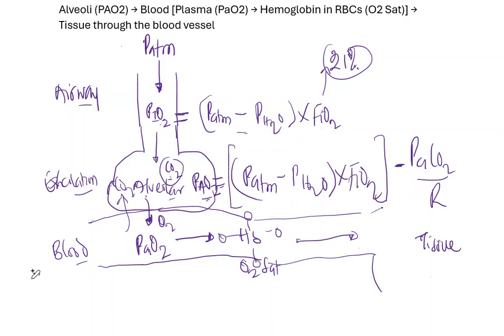And here, somewhere around there, we're going to have our capillary, right? So, at the level of the tissue, the oxygen will go into the tissue in exchange for CO2 that's coming from the tissue, right?